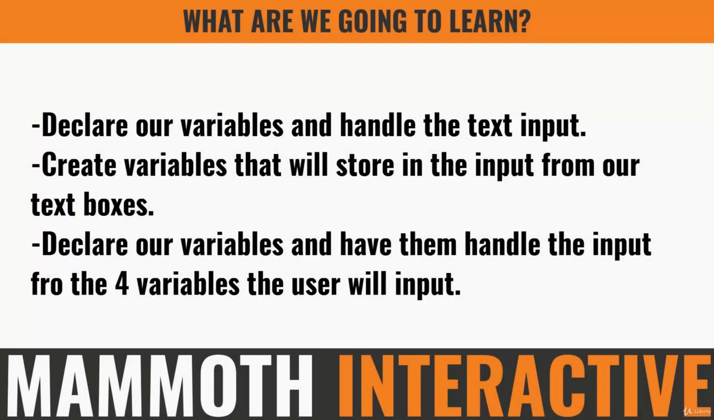In this part of our tutorial, we're going to declare our variables and they will handle some text input. So we're going to start by creating our variables. We'll declare them first at the very top, and then we'll initialize them to store the input from our text boxes. So again, first we'll declare the variables, and then they'll handle the input from the 4 variables that the user will input. So remember, in our main.storyboard we had the 4 text inputs. We need to create a handler for each of those 4 so that when text is inputted, we can store it in a variable to manipulate later on.